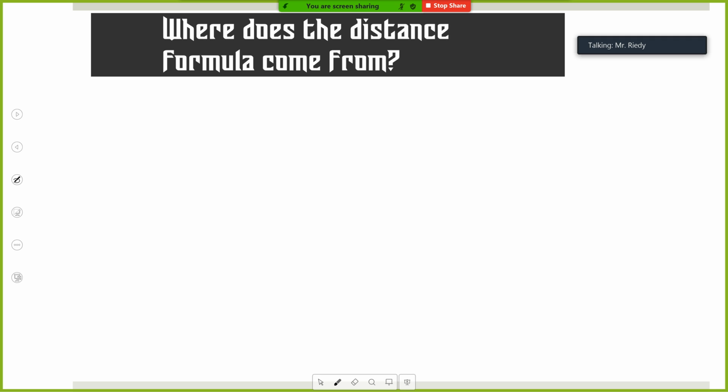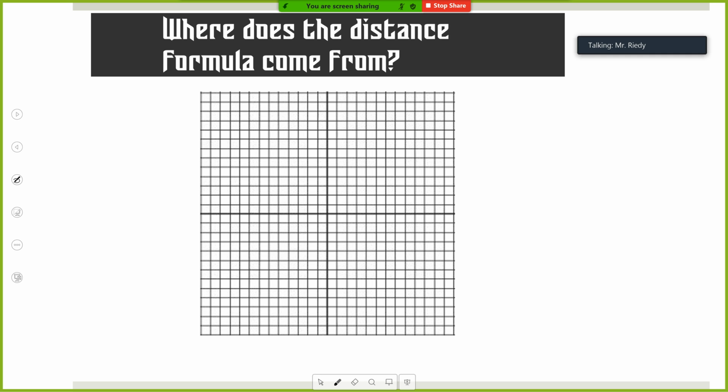I don't necessarily know if you need to write this down, but this is where that formula that you've used already comes from. So I'm going to start with a coordinate plane, and I'm going to put two random points on it. It doesn't matter where they're located. The first point is labeled x1, y1. The second point is labeled x2, y2. And I want to find the distance between them, which I call d. That's my goal.